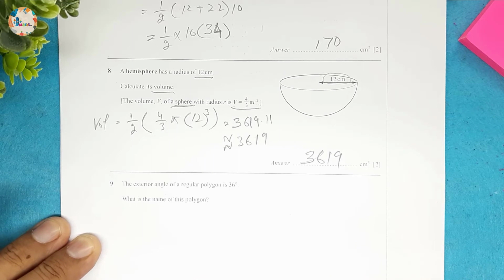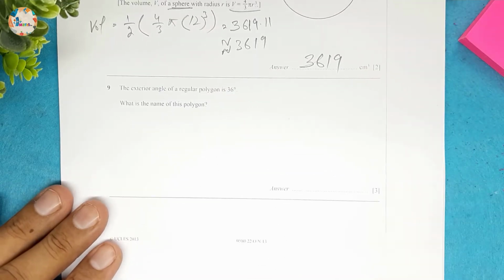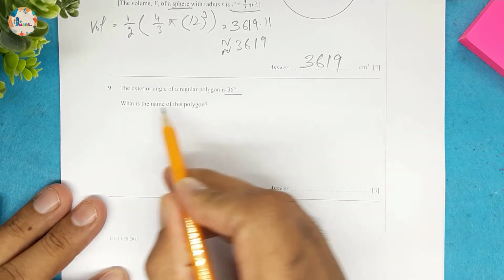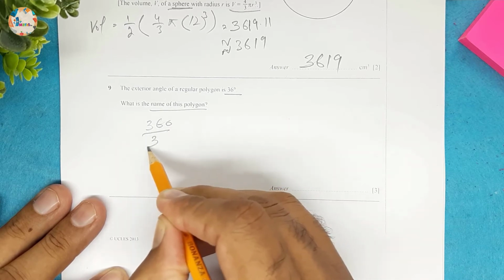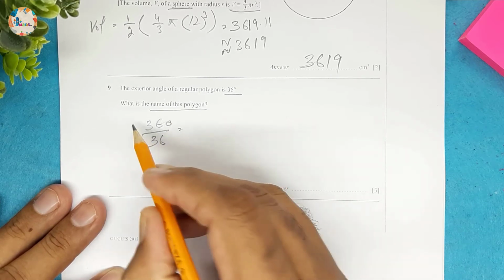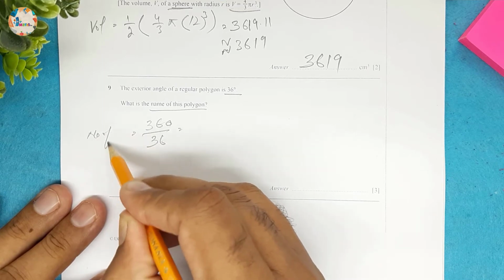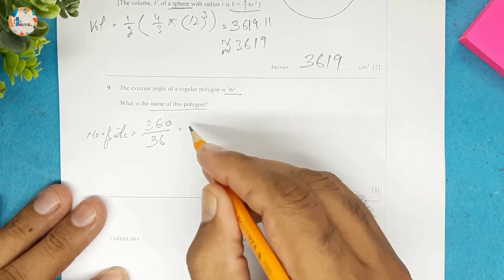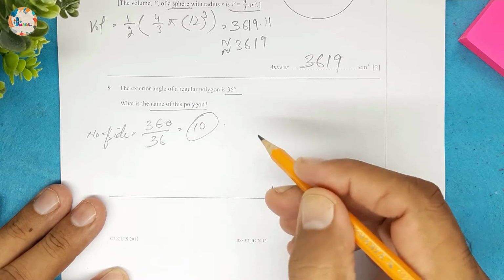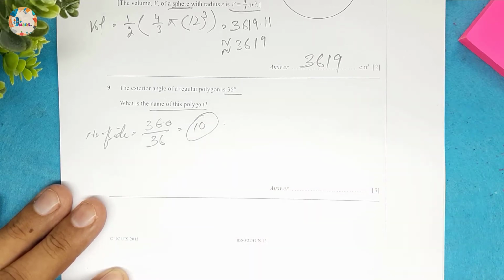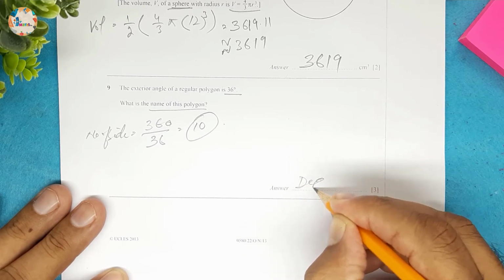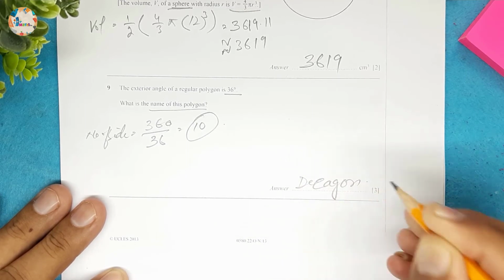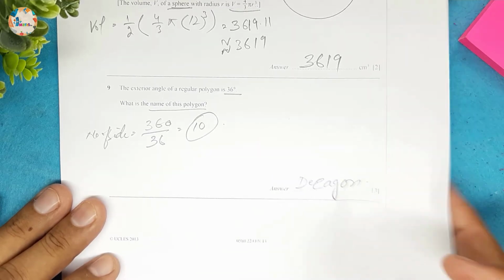Question number 9. The exterior angle of a regular polygon is 36°. What is the name of the polygon? So 360 divided by the exterior angle will be equal to the number of sides, and this will be 10. So it means the polygon has 10 sides, and a 10-sided polygon is known as a decagon. So it will be a decagon with 10 sides.